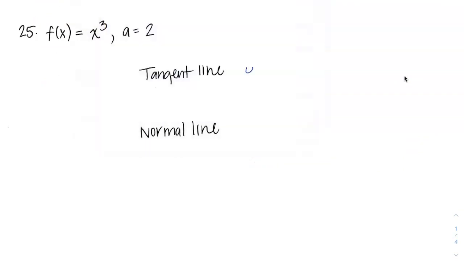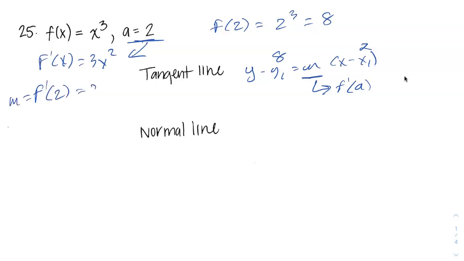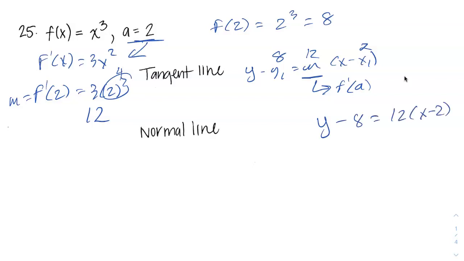Alright, so we're going to go y minus y1 equals m times x minus x1. We have our x1, we have 2. To find the y, we're going to plug it in. So that's 8. And then find the slope. That's the derivative at a. So let's take the derivative. 3x squared, and plug in your 2. So 3 times 2 squared, so this is 4 times 3, which is 12. So there's my tangent line: y minus 8 equals 12 times x minus 2.